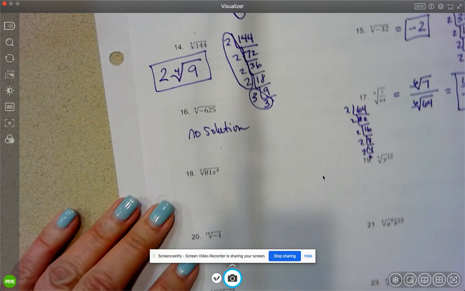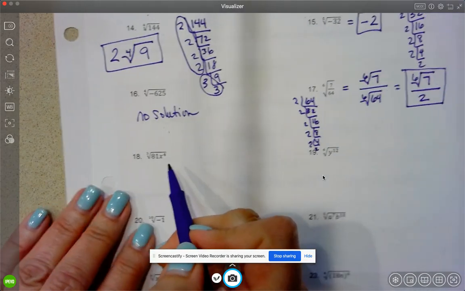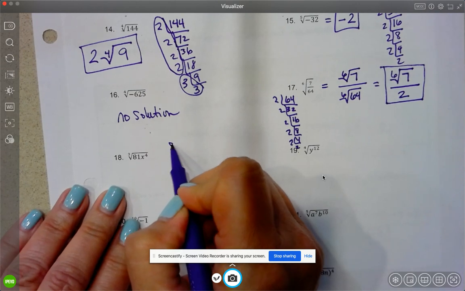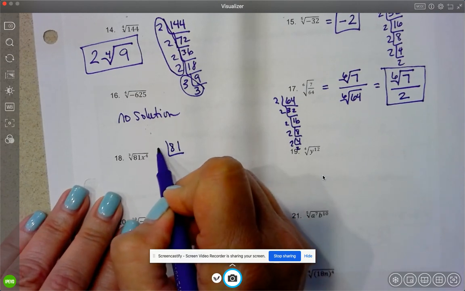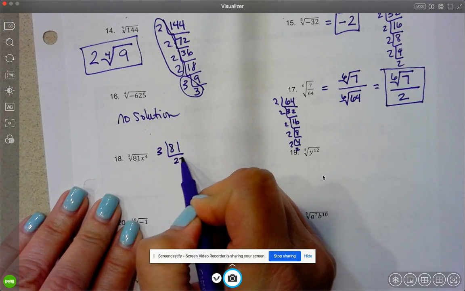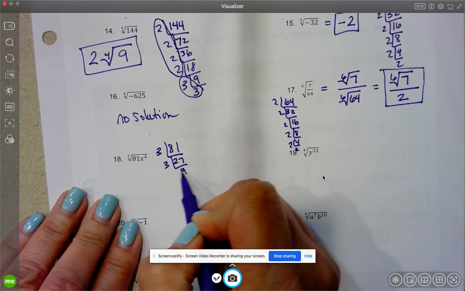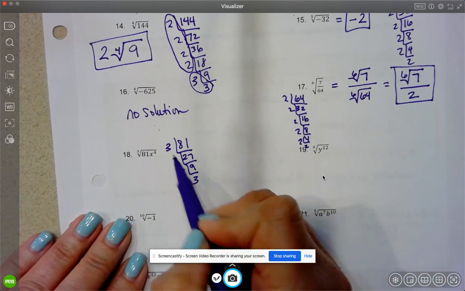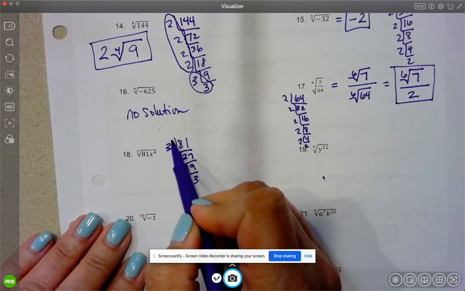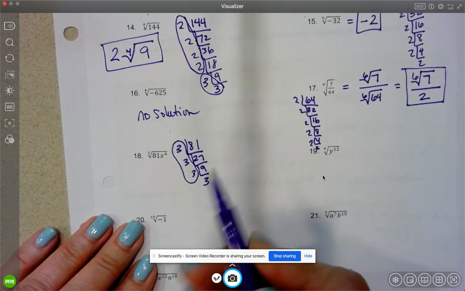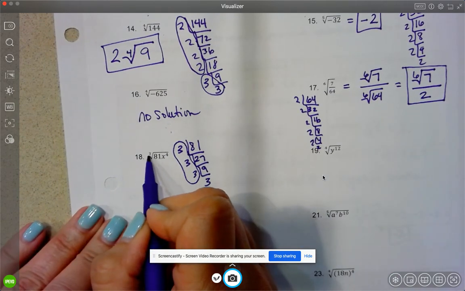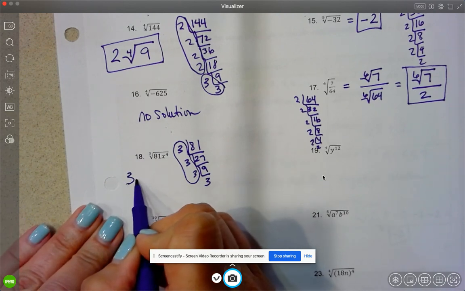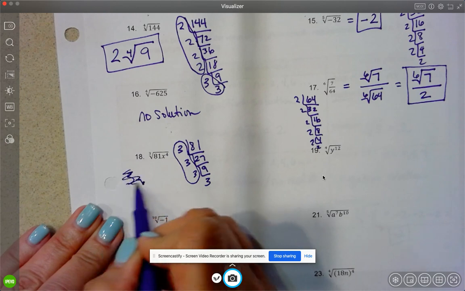Okay, cube root of 81, x to the 4th. Well, 81, you should know by now. Let's see. 81 divisible by 3, 27. Divisible by 3, 9. Divisible by 3. Okay, so I have a group of 3 3's, right? Because I'm looking for groups of 3. So the 3 goes on the outside.